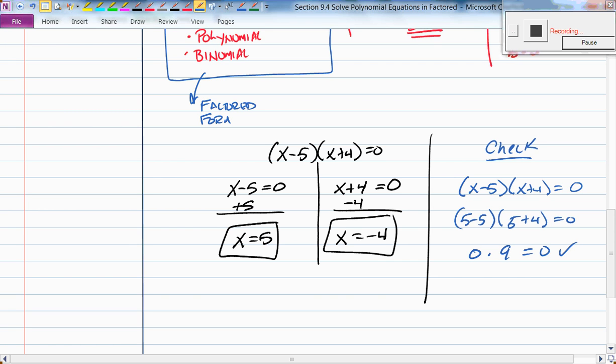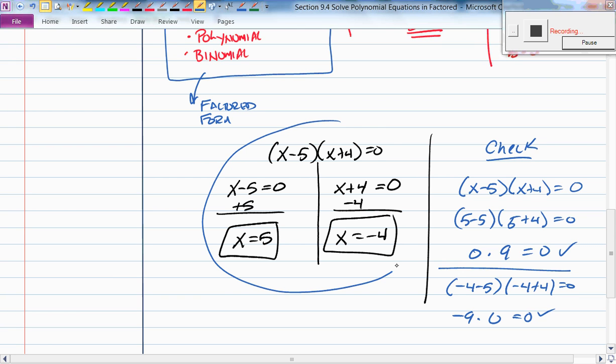You guys following along so far? Is this making complete sense to you? Okay. Now, the other situation I could have is I could say negative 4 minus 5 times negative 4 plus 4 has to equal 0. So negative 9 times 0 equals 0. That's also a true statement because, like you guys told me before, 0 times anything is equal to 0. So that's how we use the zero product property to solve polynomials in factored form. You guys cool with this part?